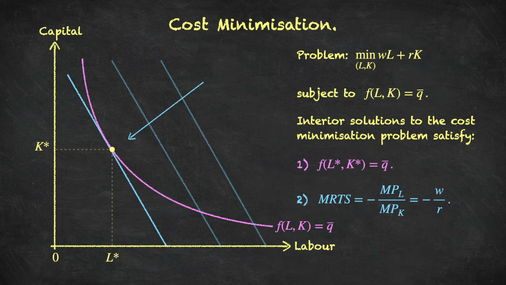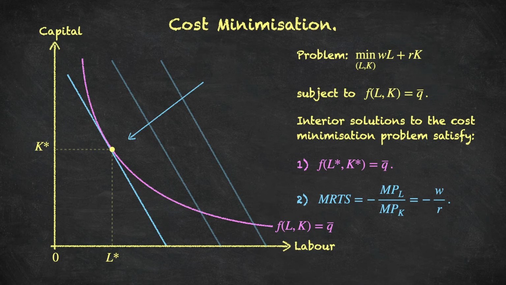Okay, so remember we're looking for a pair L star K star that solve this problem that has two dimensions, an L star and a K star. So if I'm going to characterize the solution, I need two equations. The first of these is very simple. It's simply the requirement that f of L star K star, so when I plug these into the long run production function, they do indeed produce the required amount of output Q bar. So that's our first equation.